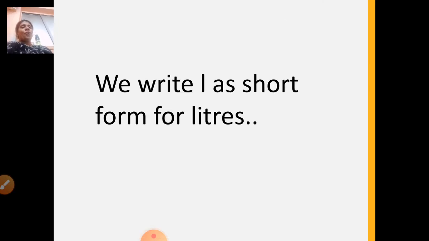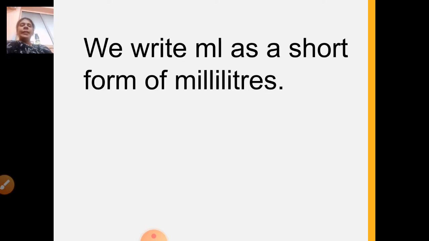We write L as the short form for liters. Now children, what do we write as the short form for liters? L. And in our previous session we learned: the short form of kilograms is kg, grams is g, centimeters is cm, meters is m, liters is L. Correct. So we write L as the short form for liters. We write ml as the short form of milliliters. When we want to write milliliters, we will write ml, that is 5 ml, 3 ml, 8 ml.